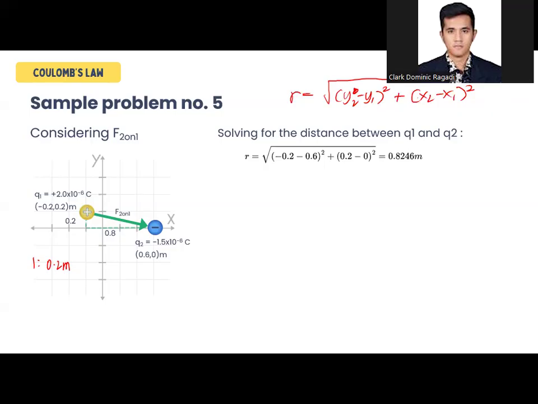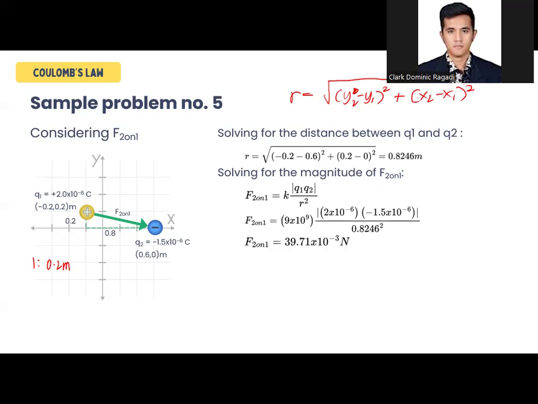Okay, solving for the magnitude of F2 on 1 using Coulomb's law. Inputting the values, we have the magnitude of our F2 on 1 equivalent to 39.71 times 10 to the power of negative 3 newtons.